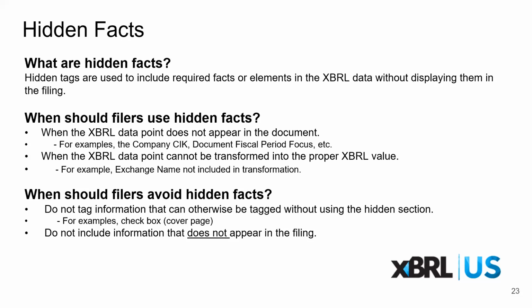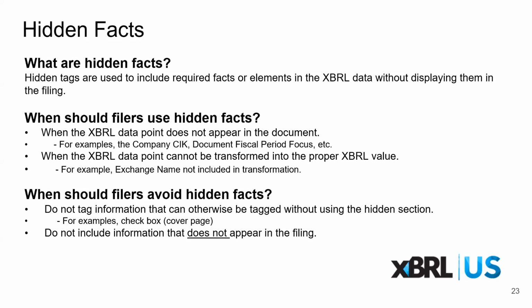There could be other scenarios, such as the concept of transformation, because all your data points need to be tagged directly on the document. And there are new features that have been added to enable filers to tag more of that content directly in the document and have it be converted into the proper XBRL values. While these additional features have been added, it does not work for everything. So when the transformation is not available, that would be another situation when a hidden fact would be necessary.